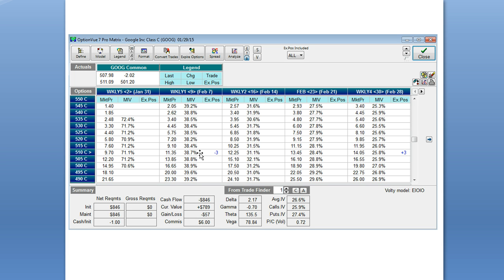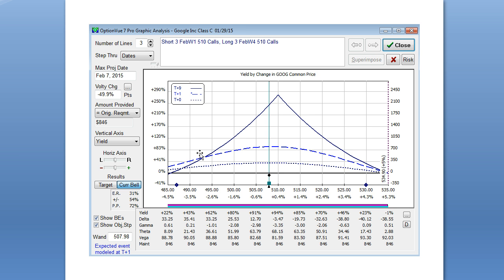Okay, now I'm going to click Analyze, and this is analyzing it using the variable model that is including the skew snap. All right, once again, this picture is modeling the skew snap. So look at the bottom left corner here. Expected event modeled at T+1. When we look up here, we can see we're highlighting T+1 right here.